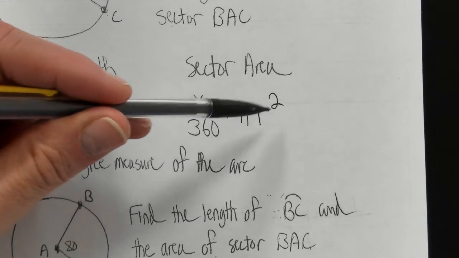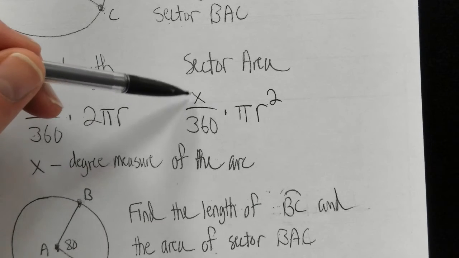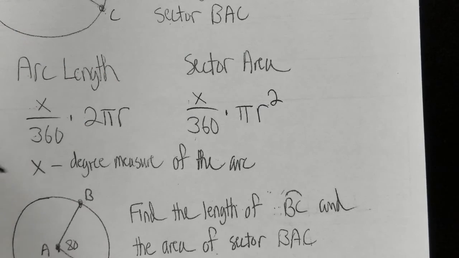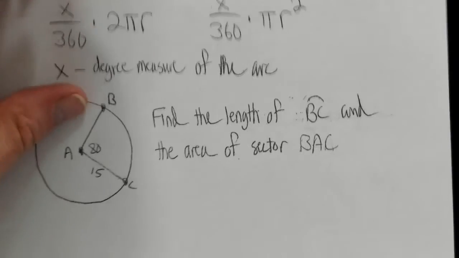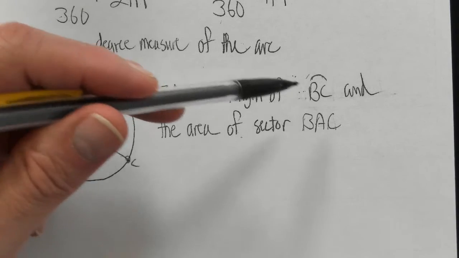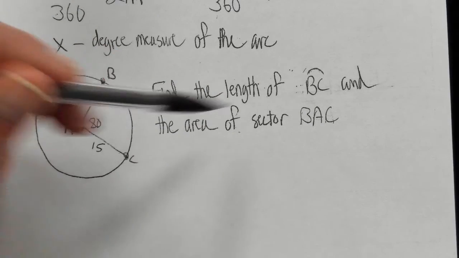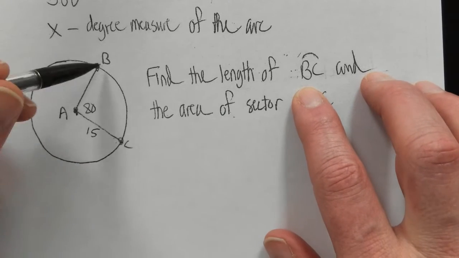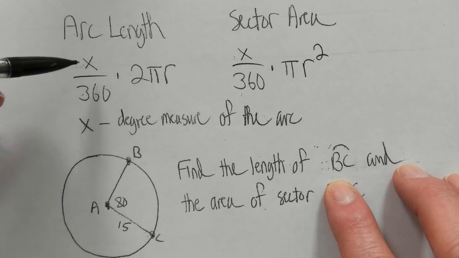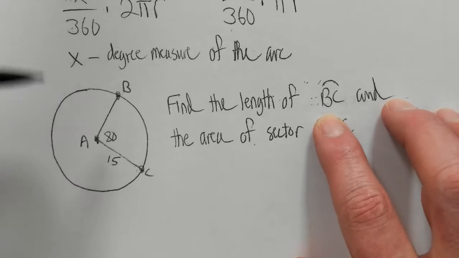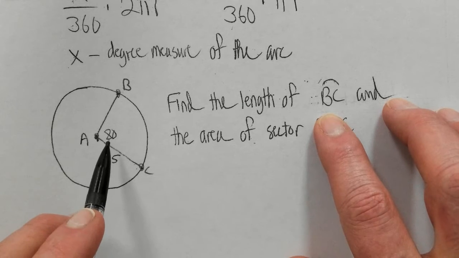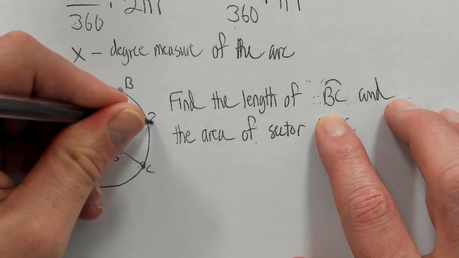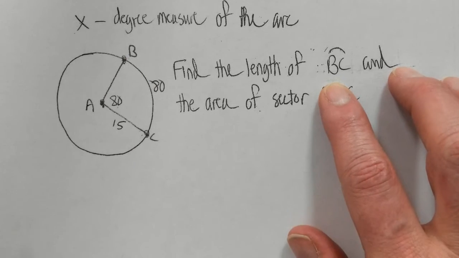Sector area, it's the same idea. What's the area of a circle? Pi r squared. What's the area of the sector? However many degrees that it takes up out of 360 times pi r squared. So x is the degree measure of the arc, right? So if we're trying to find the length of arc BC and the area of sector BAC, then in order to find the length of the arc BC, arc length, we'll use this formula. It's x over 360. All right, remember, x is the degree measure. And remember what we said in the previous section as well. If the central angle is 80 degrees, then the arc that it goes to is also 80 degrees.